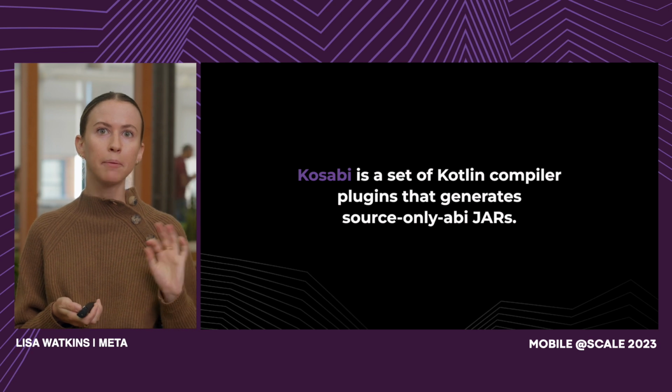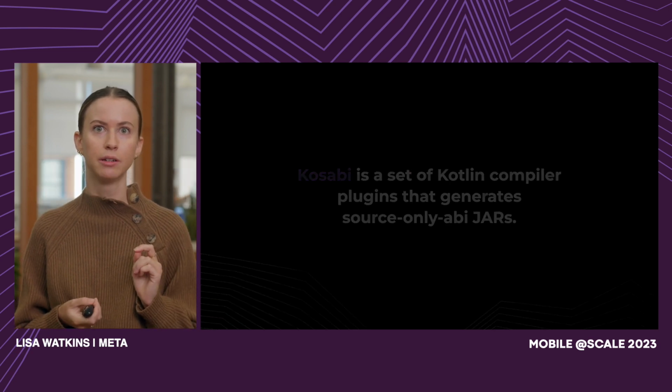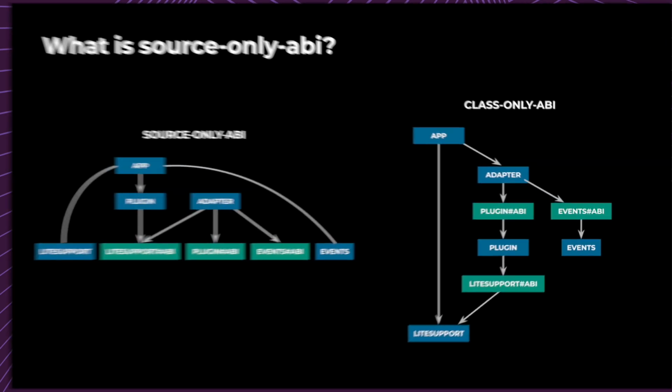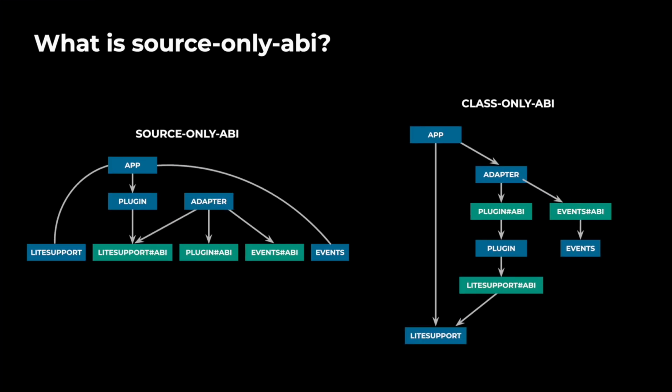So there's a couple different kinds of ABI jars. We've got source-only ABI, which is what Kosabi generates, that's on the left, and we've got class-only ABI on the right. Class-only ABI, which is what we were working with before Kosabi, the way that we generate this ABI is we compile the whole target, so all of the public stuff, all of the private stuff, and then we go back in a second step and we strip out all of the private stuff.